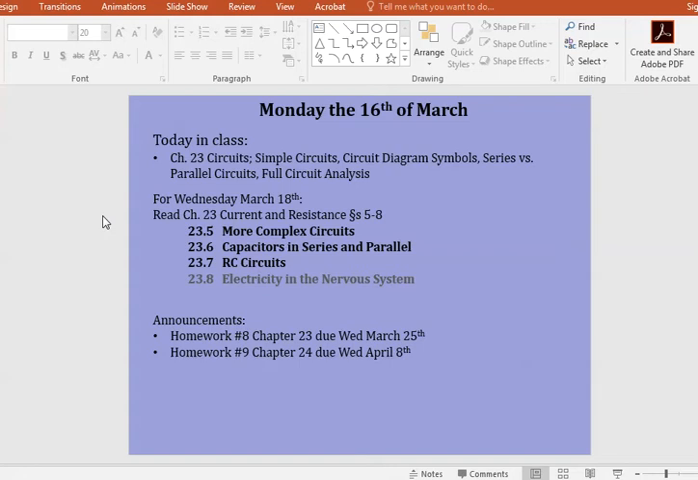Today we'll be looking at Chapter 23 on circuits. We'll explore some simple circuits and the diagram symbols that go along with these. We'll explore series versus parallel circuits, and then finally we'll look at what it would be like to analyze a full circuit. In other words, to perform full circuit analysis. Our next homework will be due on Wednesday, March 25th, and the info in this and the next few lectures will help to prepare you for answering those questions successfully.